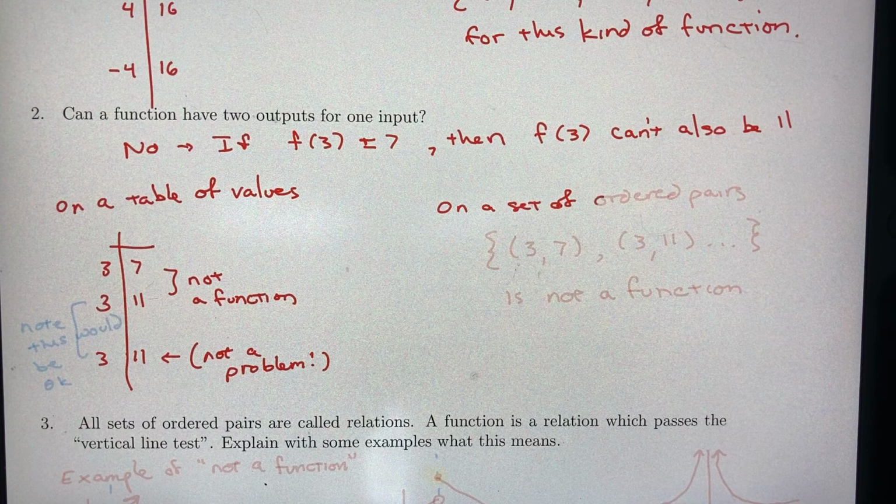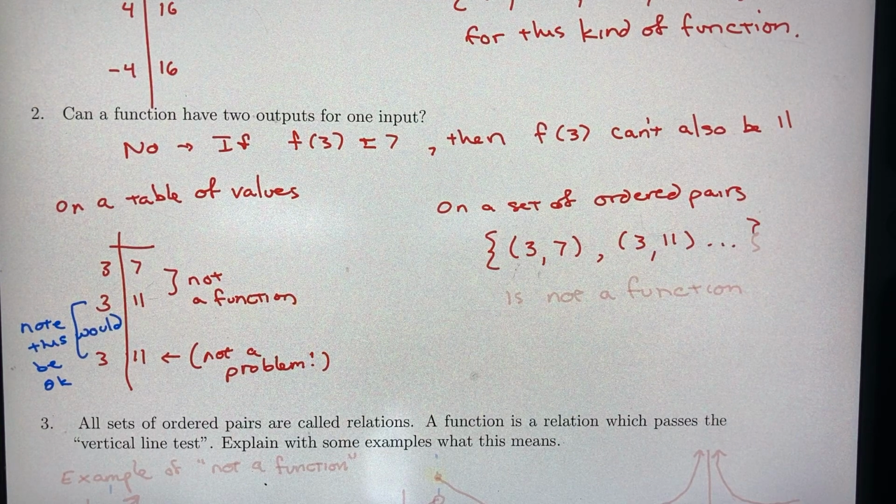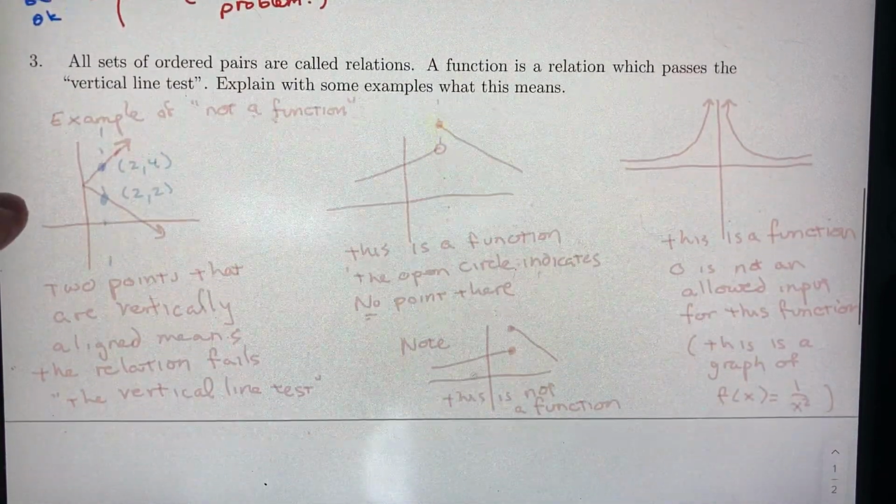I'll just put this in another color here. This is okay. Two copies of 3, 11. Okay, so in a set of ordered pairs, we would have something with the same input and different outputs. They don't have to be right next to each other, but somewhere. Okay, so some examples of not a function.